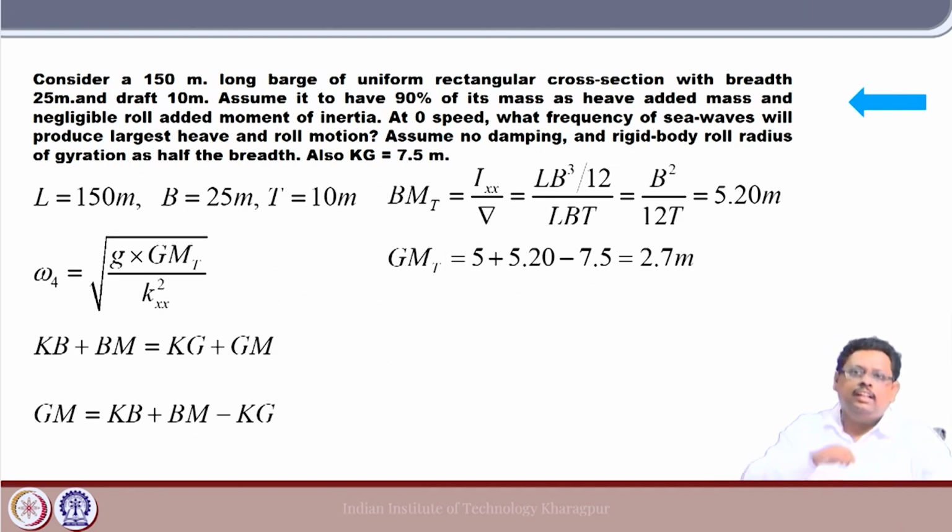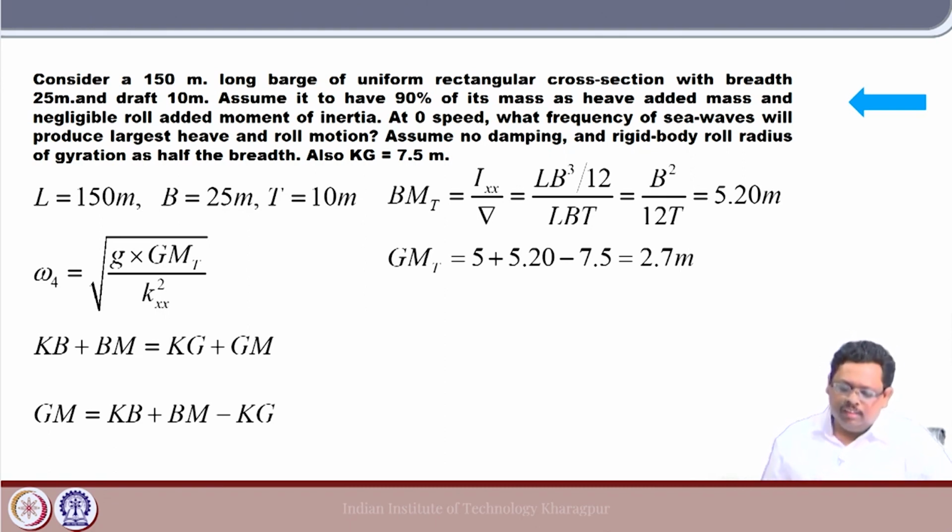Now, here I will tell you that since it is applicable in case of a roll or in case of a pitch also, I did not mention explicitly GMT or GML. In both cases, Gm equals Kb plus Bm minus Kg.